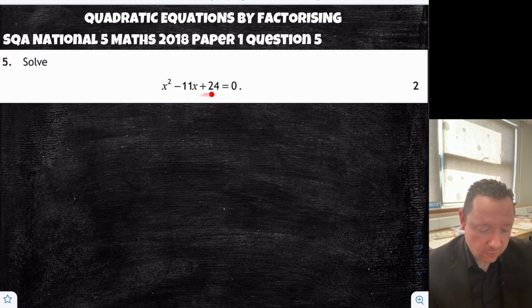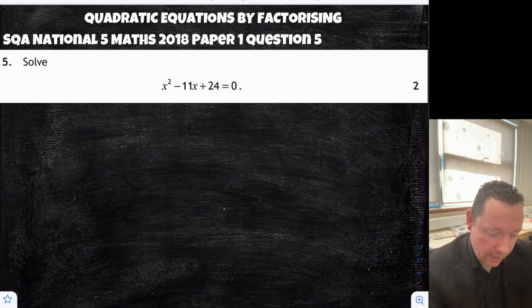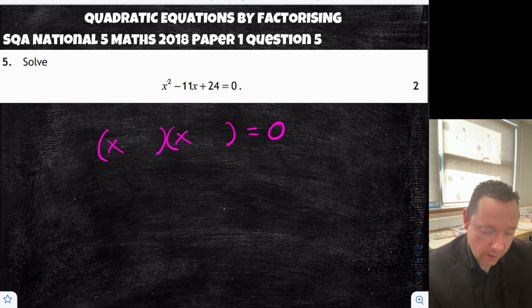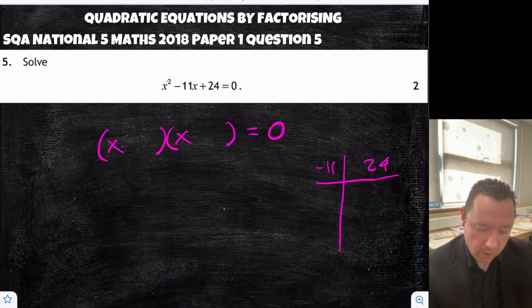Looking for a common factor, there's no common factor, so straight away it is double brackets. And this is quite a simple one. If it's just an x squared, I can write x and x straight away. To get my other numbers, I'm looking for two numbers that multiply to make 24, but add to make minus 11. So at the side, what you could do is write minus 11 and 24. Writing down all the factor pairs of 24, so 1 times 24, 2 times 12, 3 times 8, 4 times 6, and then I'm done.